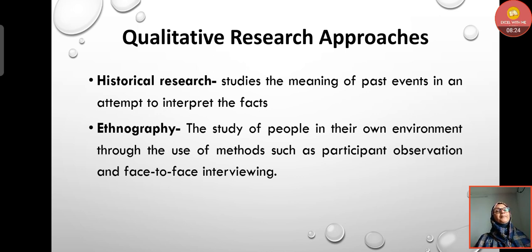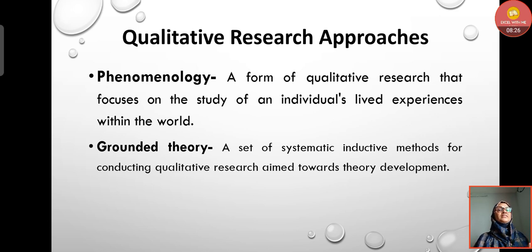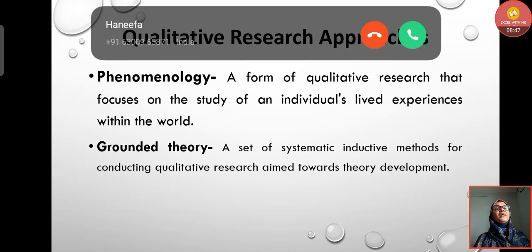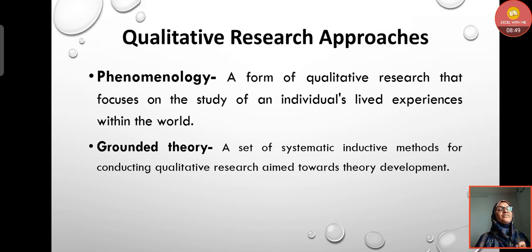That means interviewing them. Then comes phenomenology. That means a form of qualitative research that focuses on the study of an individual's lived experiences within the world. That means phenomena, what has occurred in the individual's life. Through their experiences, they find out the things. This is qualitative research. Then grounded theory, a set of systematic inductive methods for conducting qualitative research aimed towards theory development.